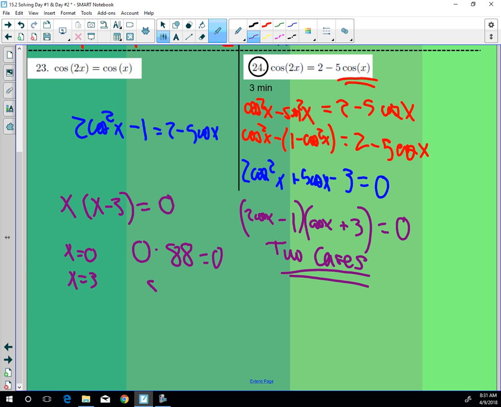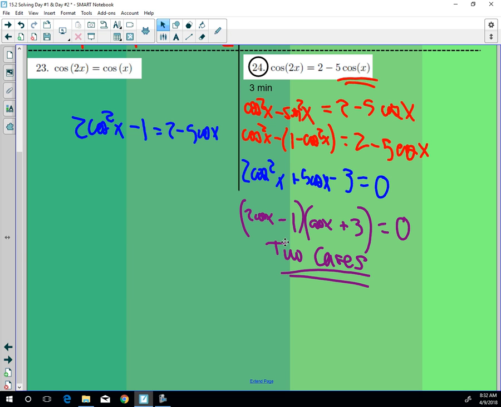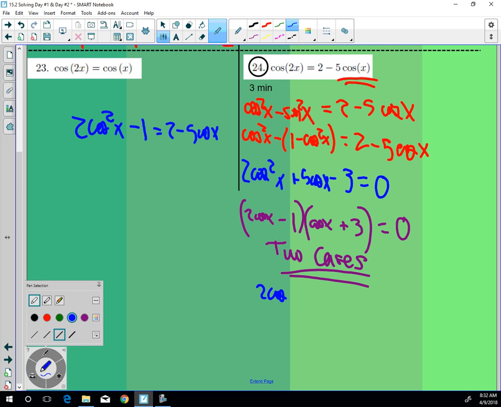What if you have negative 8.8 times 0? Will that be true? Yeah. As long as one of them is 0, the whole thing's 0. So that's why we would say 2 cases. You either have x equals 0, and then this would be negative 3. 0 times negative 3 is 0. Or if x is 3, 3 times 0 is also 0. So that's what I mean by 2 cases. And so now we're going to write it. 2 cosine x minus 1 equals 0, and cosine x plus 3 equals 0. Like I said, half done.